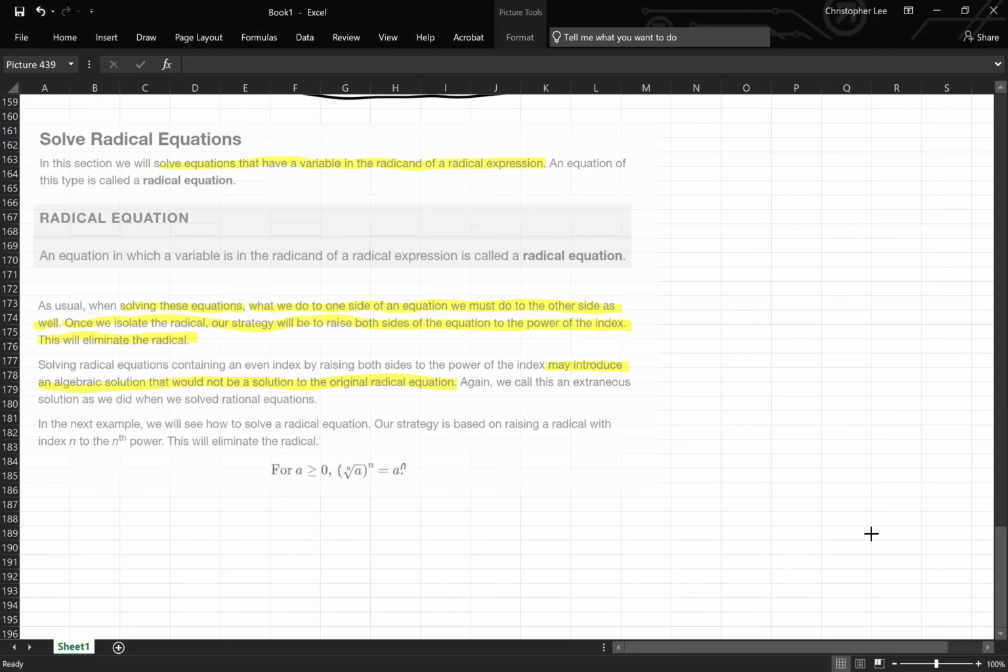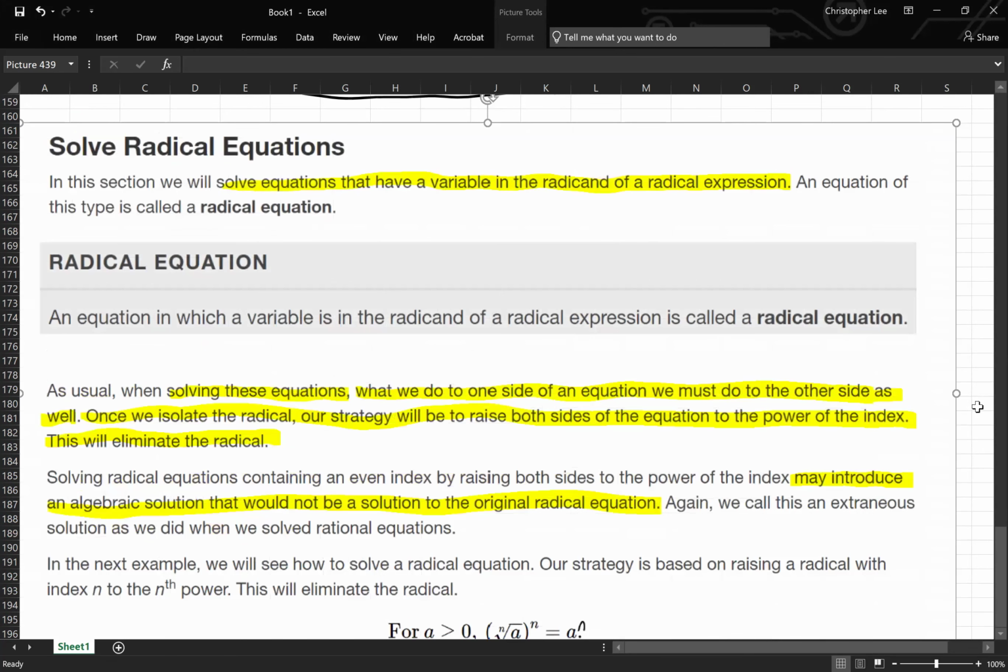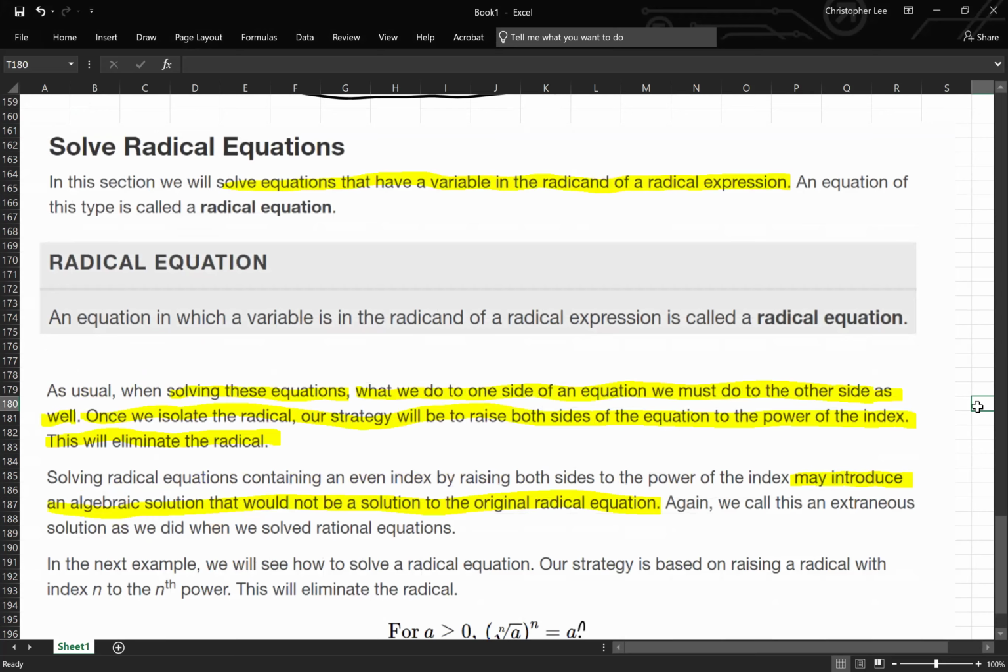So this is solving radical equations. In this section, we will solve equations that have a variable in the radicand of a radical expression. An equation of this type is called a radical equation. So a radical equation is an equation in which a variable is in the radicand of a radical expression. As usual, when solving these equations, what we do to one side of the equation, we must do to the other side as well. Once we isolate the radical, our strategy will be to raise both sides of the equation to the power of the index. Very important. Remember that.